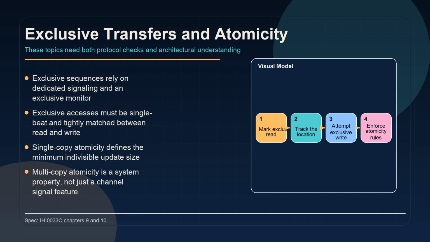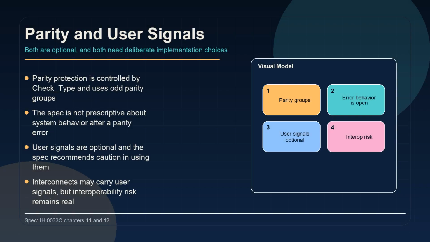Exclusive transfers and atomicity are related, but they live at different layers. Exclusive signaling is a protocol mechanism that the monitor checks, while atomicity is the visibility guarantee the wider system provides. Good verification separates those concerns instead of assuming one implies the other. The last advanced topic is optional sideband behavior. Parity groups add wire-level error detection, but the spec deliberately does not force one recovery action after an error. User signals are also optional, and Issue C explicitly warns that careless use can hurt interoperability.